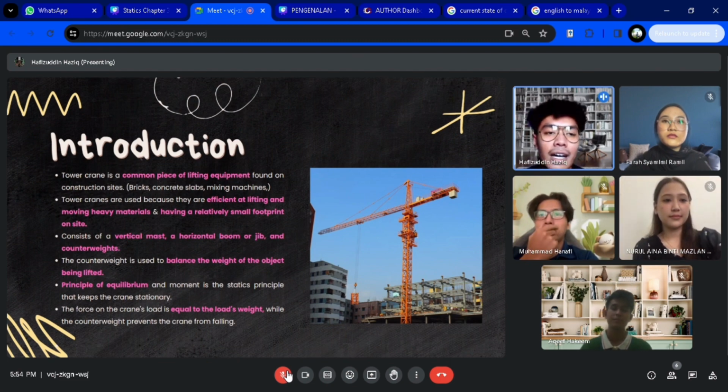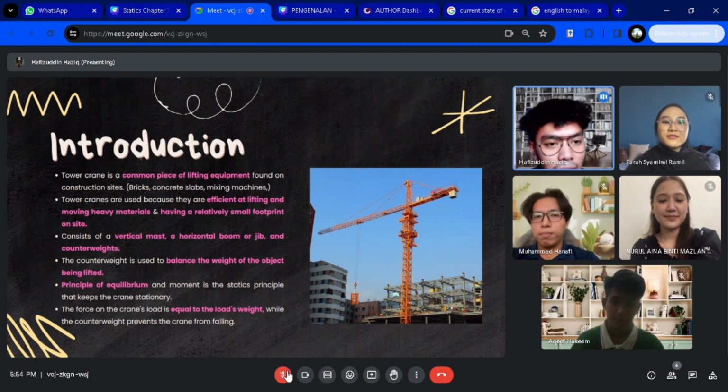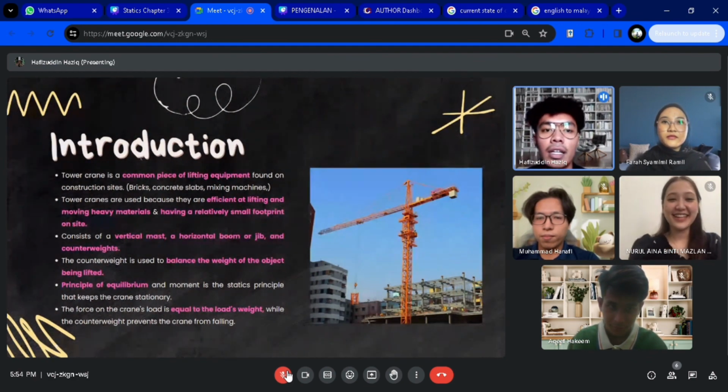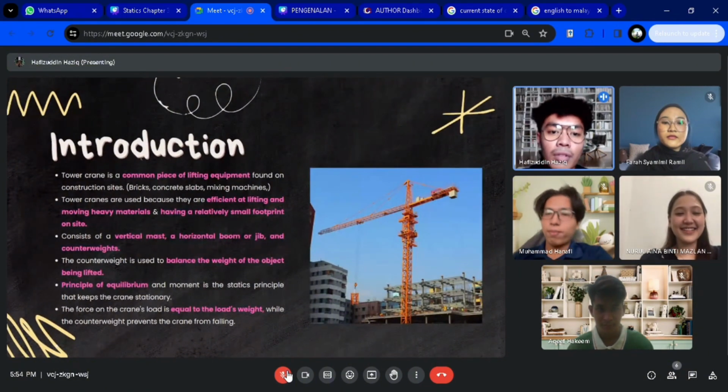So in our case study, we found that the principle of equilibrium and moment is the static principle that keeps the crane stationary. Lastly, the force on the crane load is equal to the load weight, while the counterweight prevents the crane from falling. So I think that's all from me. We move to the next presenter.